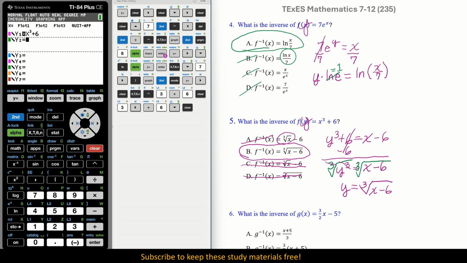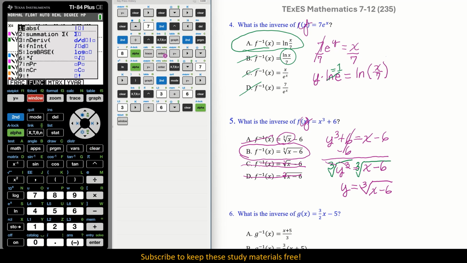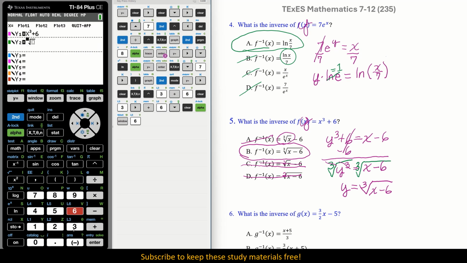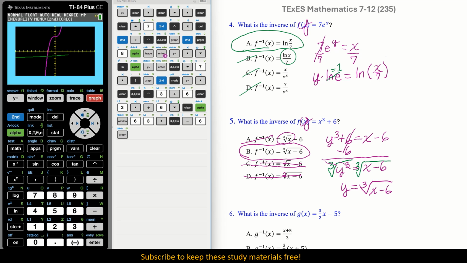Okay, now our option was, okay, we need to go and use math to get our cubed root. Nope, let's not use that. Let's use alpha. Alpha window. And there it is, number 6. Ah, there we go. Now put your 3 in, arrow over, and say x minus 6. And verify that is correct. Looks good. Okay, let's graph it. Ooh, that looks pretty good.